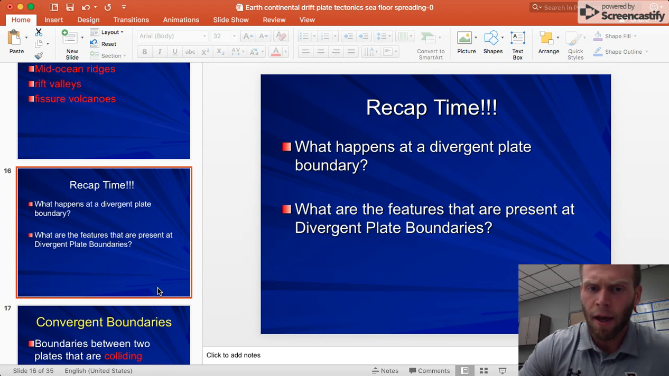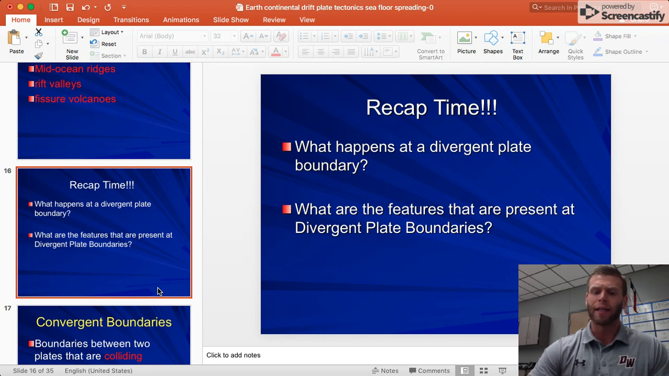Recap time. What happens at divergent plate boundaries, which we just saw? And then what are the features that are present at divergent plate boundaries? Previous slide will give you that answer.